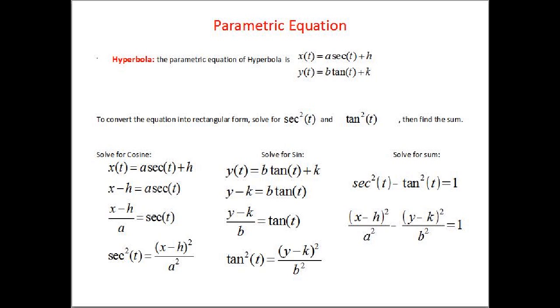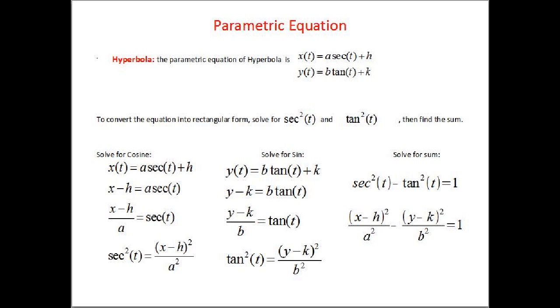x of t is equal to a secant t plus h. Subtract h from both sides. x minus h is equal to a secant of t. Divide a from both sides, and we get x minus h over a equal to secant t. And we square both sides, and we get secant squared t is equal to x minus h squared over a squared. y of t is equal to b tan of t plus k. Subtract k from both sides, and we get y minus k is equal to b tan of t.